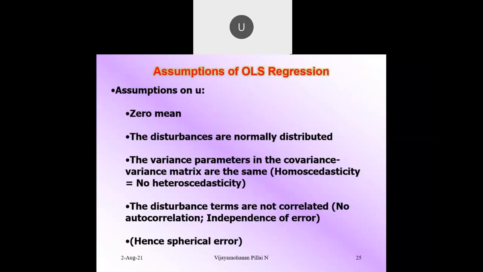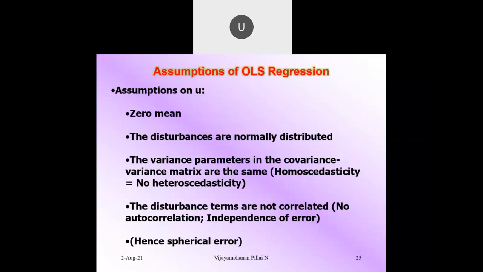Now see, this U includes U1, U2, U3, U4 and so on. So U1 is independent of U2, U1 is independent of U3, U1 is independent of U4 and so on. Similarly, U2 is independent of U3, U2 is independent of U4 and so on. That is, these U variables are not correlated. That is independence. That means they have no serial correlation or autocorrelation.